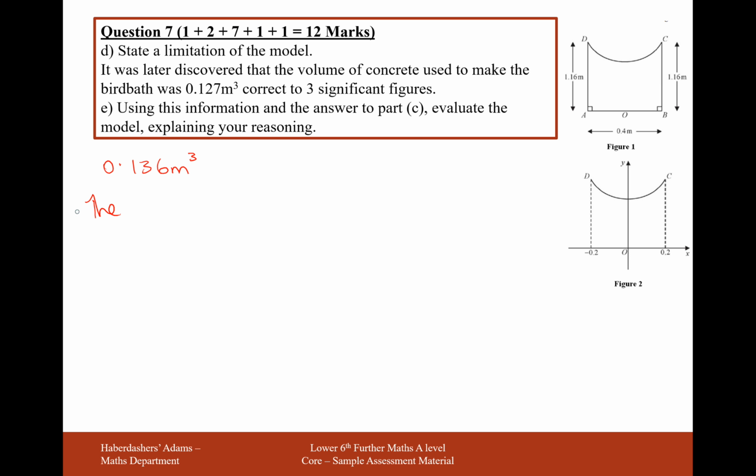Okay, so for part E, the model overestimated the amount of concrete used. Okay, so yeah, that's pretty much what you need for question 7. Alright, 12 marks in total for that.